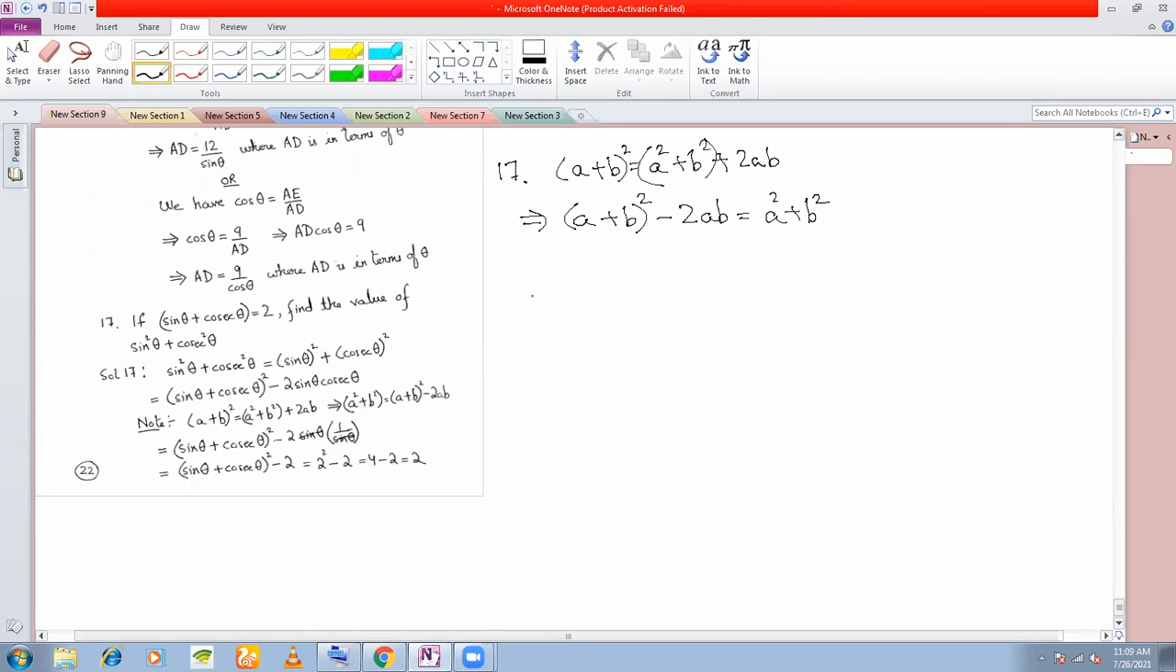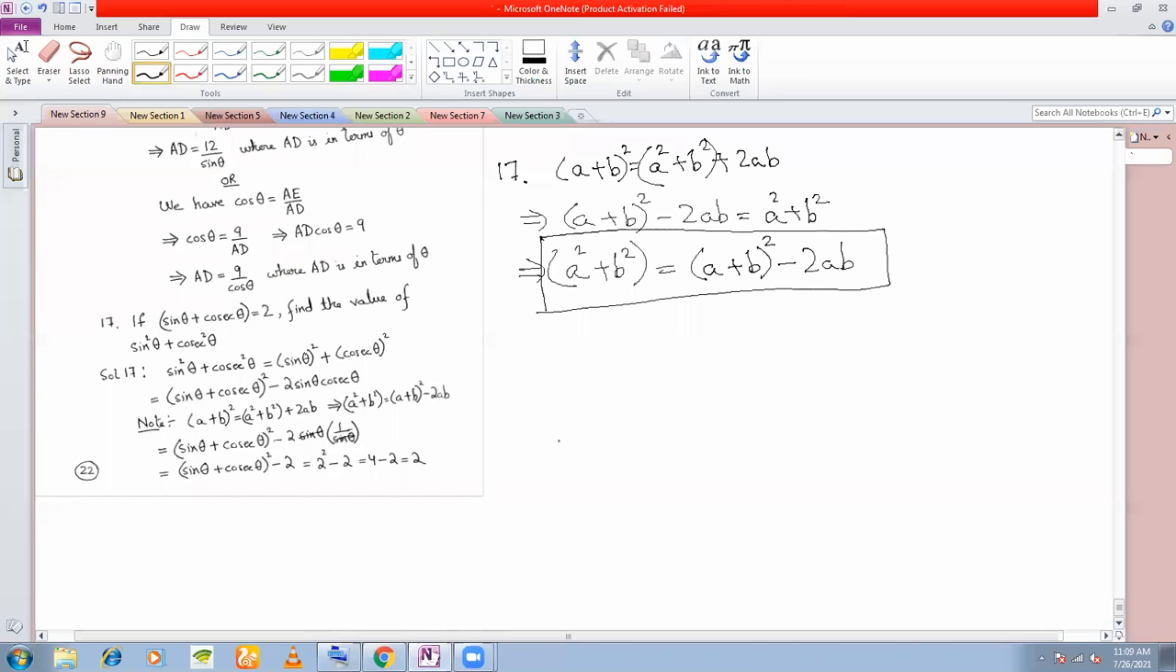This is what you get. That means a square plus b square is equal to a plus b whole square minus 2ab. If you can remember this identity, it will be good for you in future. And if you can't remember, then you can derive it from here, the way I have written all these 3 steps. There is another one which we will not be using here, but you can remember.